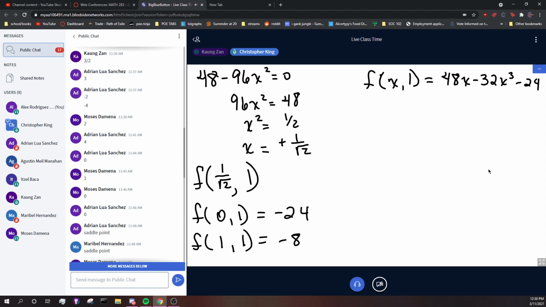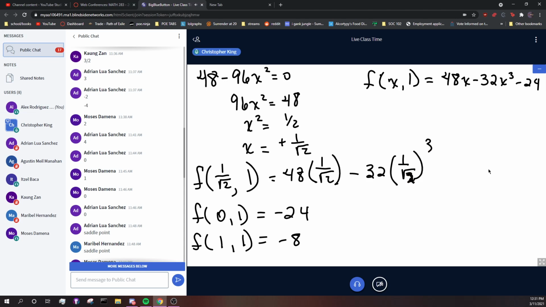Yeah. Okay. So now let's take a look at it when we do f of 1 over the square root of 2. If we plug that in, we're going to have 48 times 1 over the square root of 2, minus 32 times 1 over the square root of 2, and we're going to cube that, and then minus 24. So just use your trusty calculator, and what value do you get? Go to 2 decimal places, please. You got negative 17.37. Everyone agree with that?